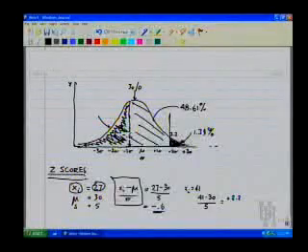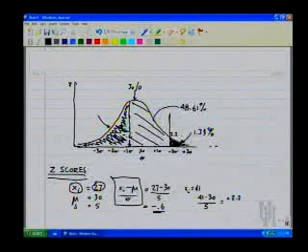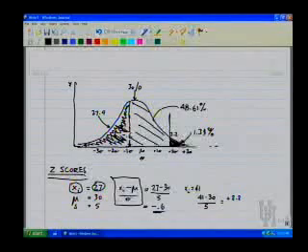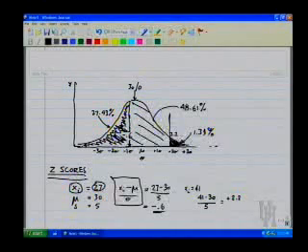That is 27.43% of all of the scores in the distribution were below 27.